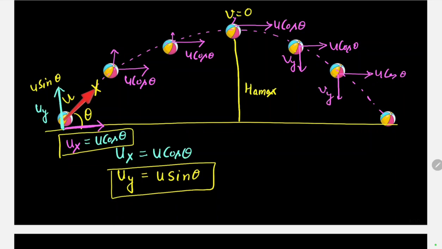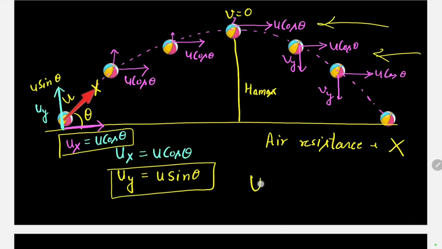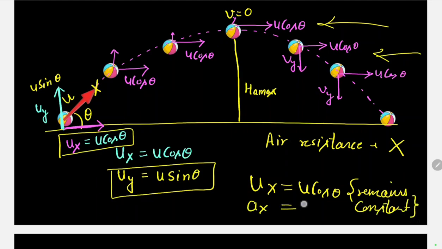Okay, cool. Now let us quickly talk about u cos theta. You see that I have drawn u cos theta the same for all the positions. This is because of one assumption, that we are assuming there is no air resistance. Okay, so if there is no air resistance, there is no force in the x-axis pushing it back. There is nothing to decrease this velocity. So the velocity in the x-axis, which is u cos theta, remains constant. And if this velocity remains constant, that means your acceleration in the x-axis is 0. Your motion is not accelerated in the x-axis.